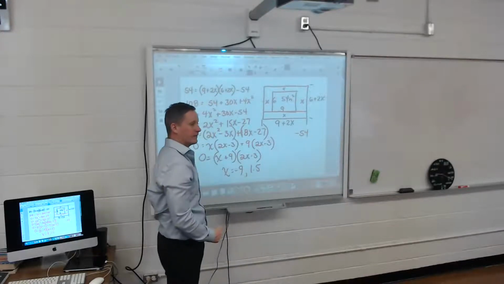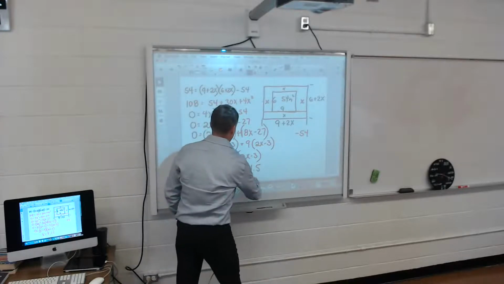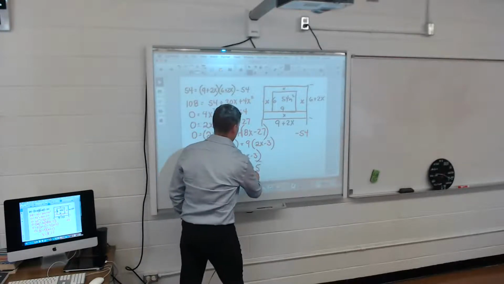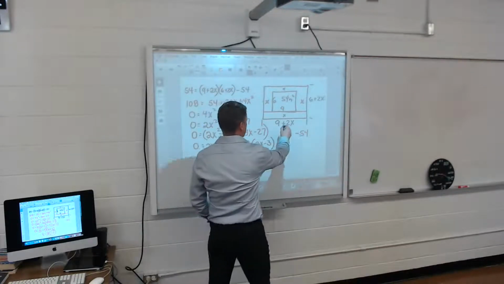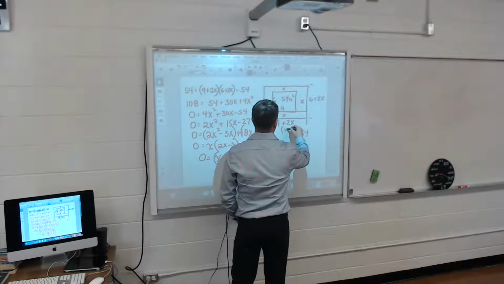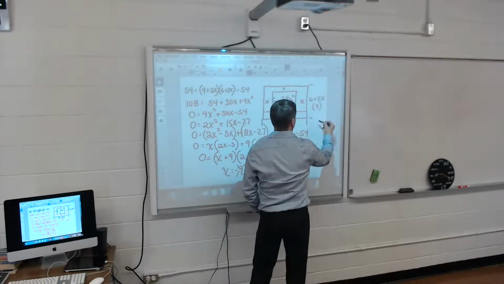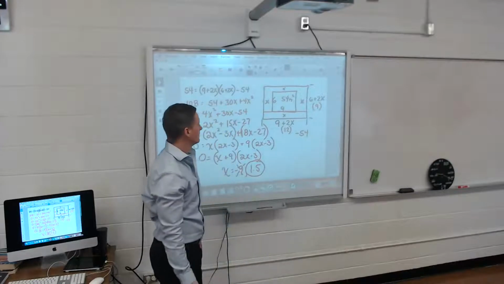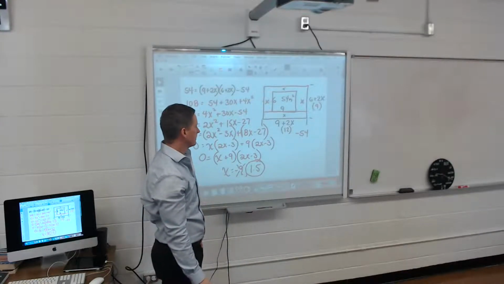1.5. Can it be a negative number? No. I'm talking distance. So that can't be it. So what's my solution? The width is 1.5. So that makes this right here 12, and this right here 9. There's your answer.